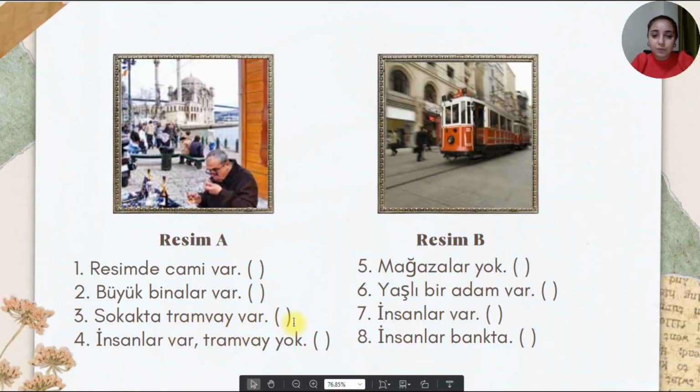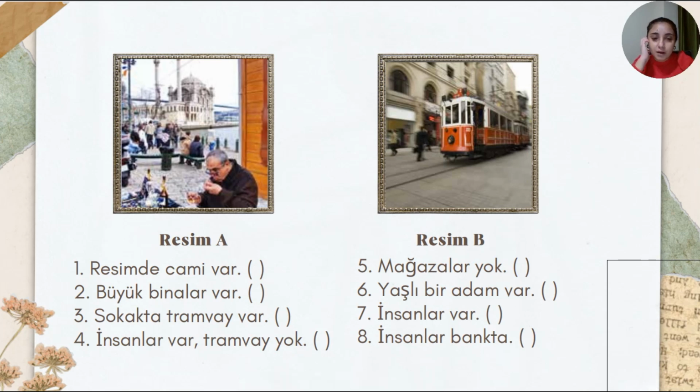Sokakta tramvay var. There is a tram on the street. Resim B. İnsanlar var. Tramvay yok. What does it mean? There are people, but there is no tram. Resim A.